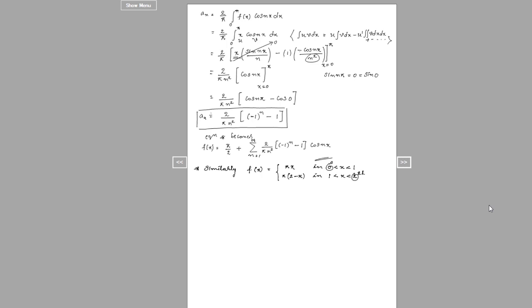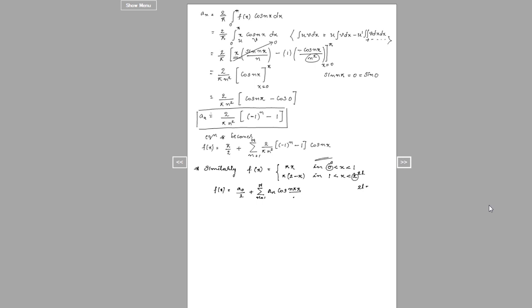You know what the Fourier series is, and bn will be 0. You know how to write the Fourier series for that. The Fourier series for that function is f of x equal to a naught by 2 plus summation n equal to 1 to infinity an cos n pi x by l.